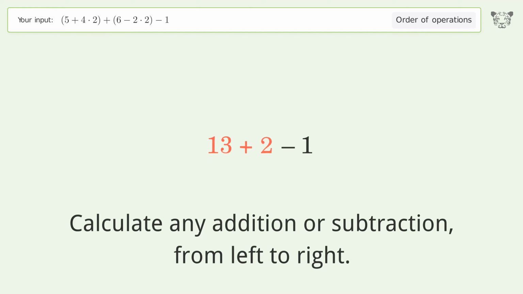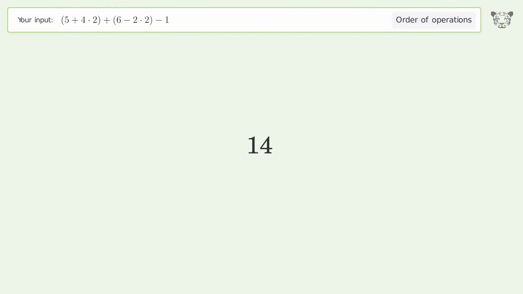13 plus 2 equals 15. 15 minus 1 equals 14. And so the final result is 14.